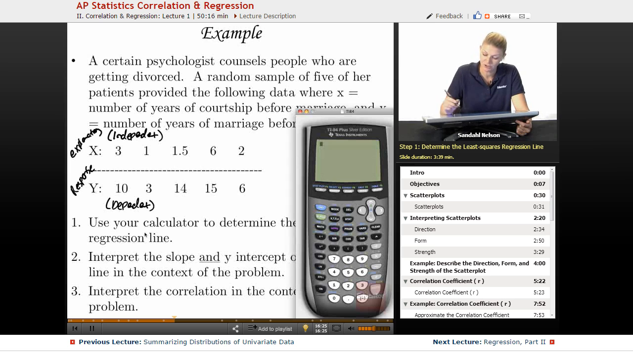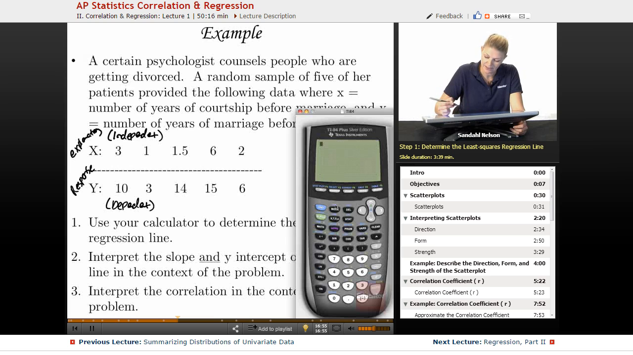So in order to do this, you're going to want to put these numbers into your list. So you should be pretty good at that. Stat, enter. You're going to put all of your X values into list 1, and notice that I've already done that. So we have 3, 1, 1.5, 6, and 2. And then you're going to put all of your Y values into list 2. Note that they do need to correspond. So this first person has 3 and 10. This next person has 1 and 3. So you need to make sure that they're lined up.